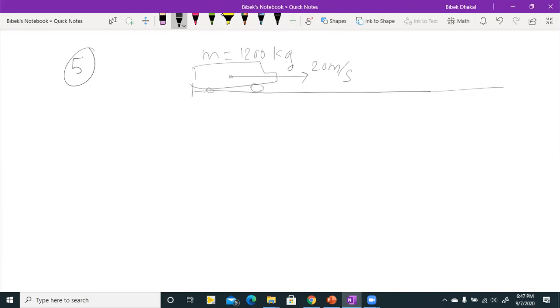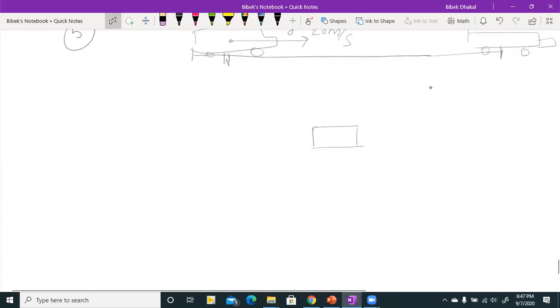And at some point after, if you hit the brake right here, at some point it will come to a stop. So you need to draw the free body diagram when it was skidding somewhere in between. So this is a car. So how do we draw a free body diagram? So let us consider this to be the center of the car.